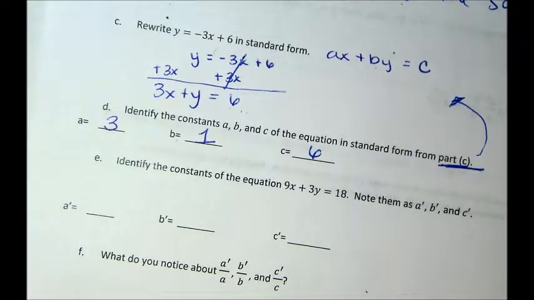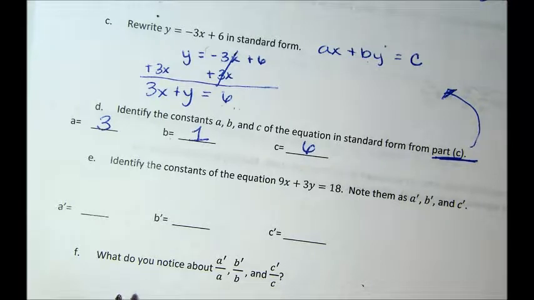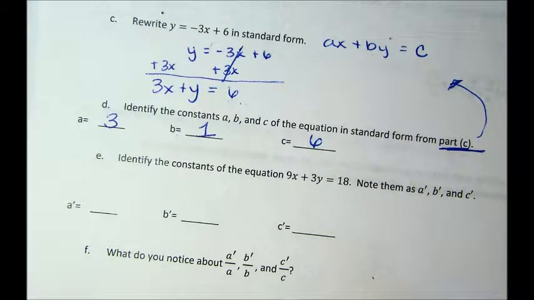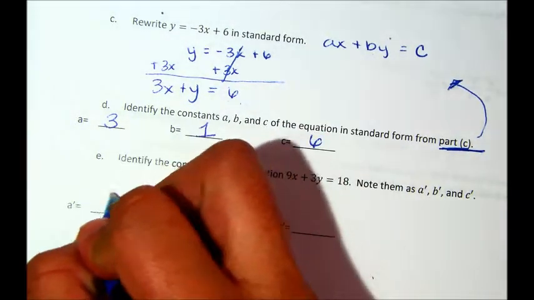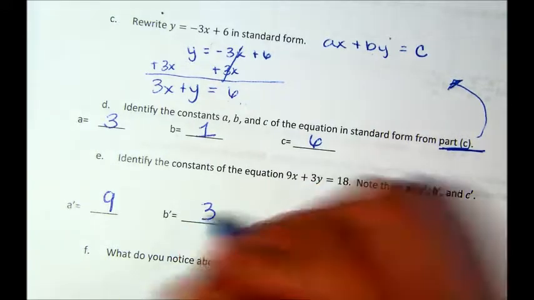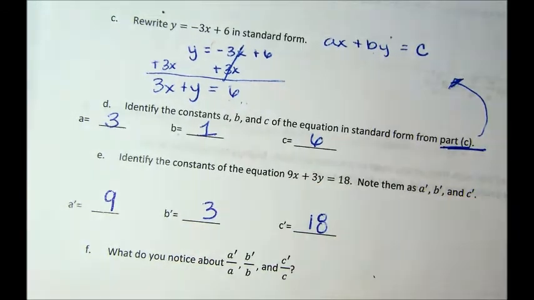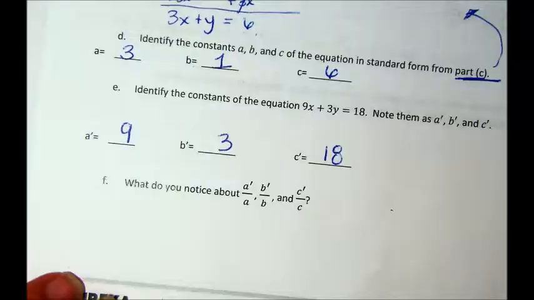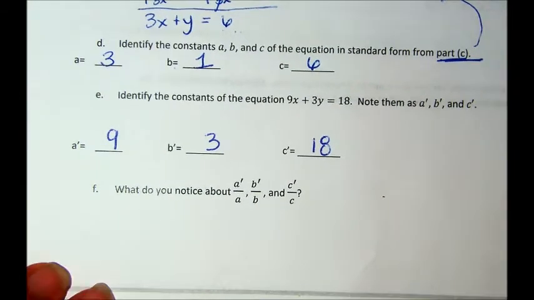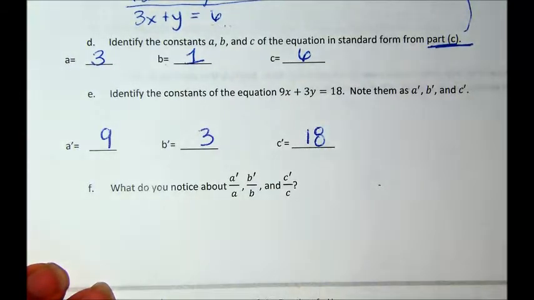Part E, try that by yourself. Identify the constants of the equation 9x plus 3y equals 18 as A prime, B prime, and C prime. Those constants are 9, 3, and 18. Let's look at prompt F. What do you notice about A prime divided by A?